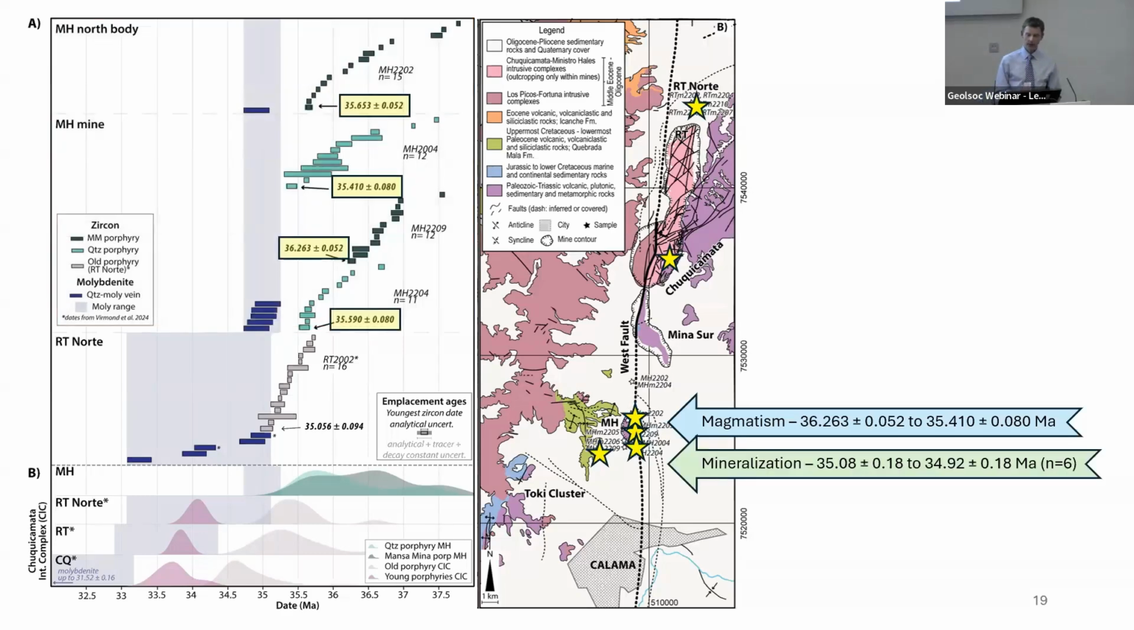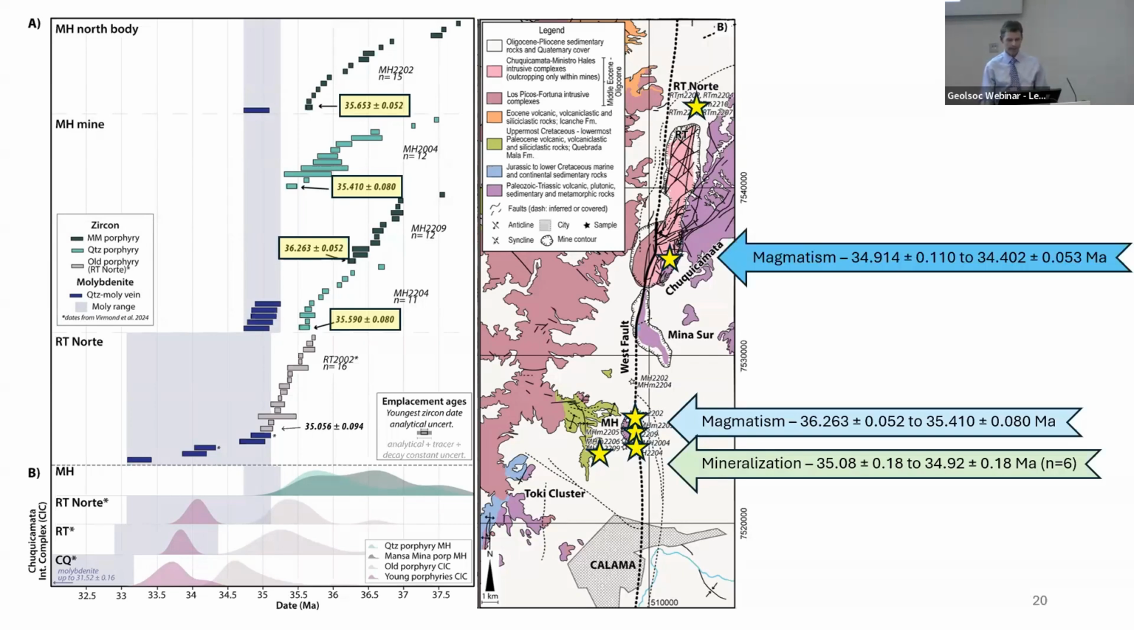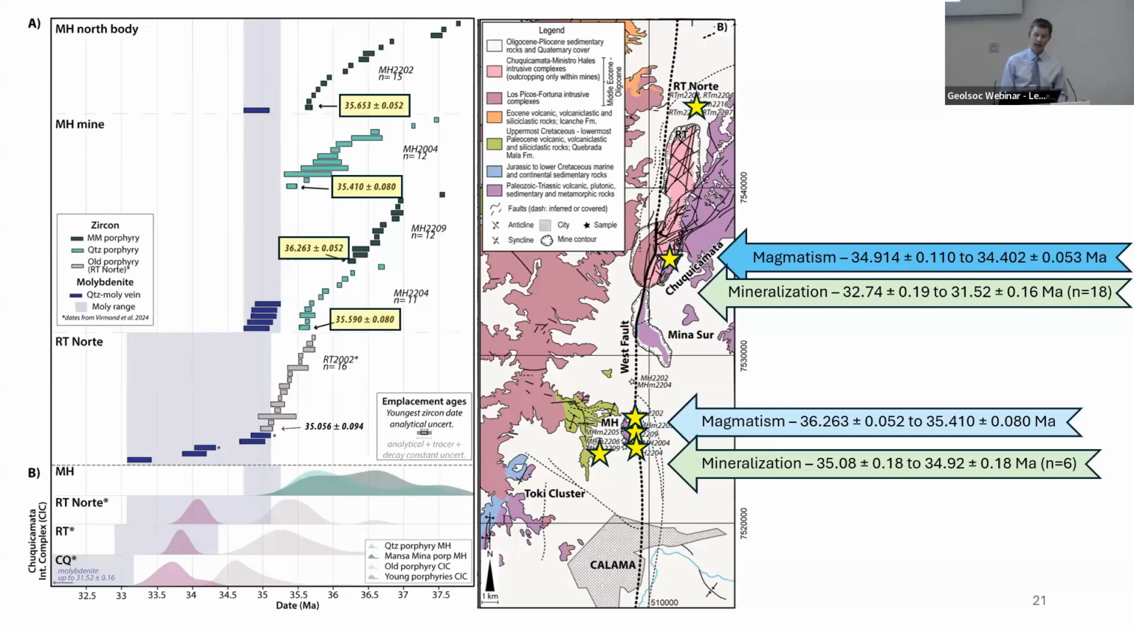The timing of the mineralization, achieved by rhenium-osmium molybdenite dating, occurred following the youngest magmatic episode. Now, importantly, this contrasts with what we see at the Chuquicamata deposit, whereby the system is much younger than that of the MH system, both that of the magmatism and the mineralization itself. And thus, this precludes any twinship between the two systems. And as such, the search for the missing half of Chuquicamata must continue.